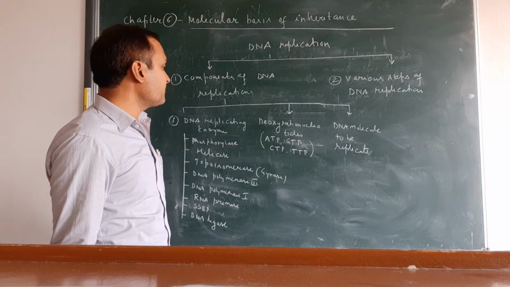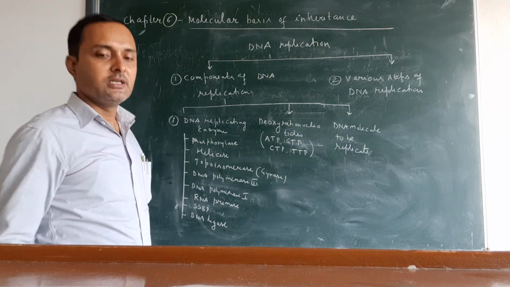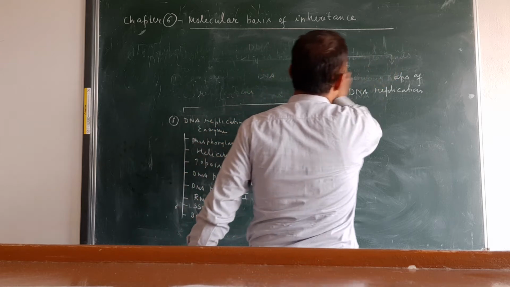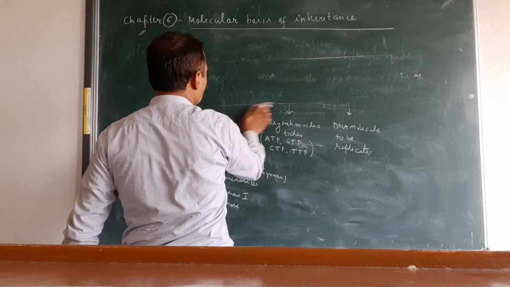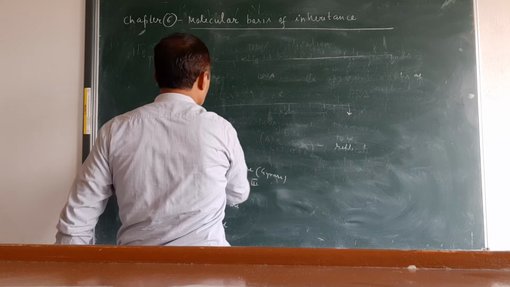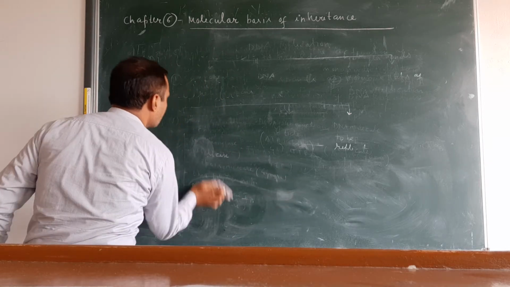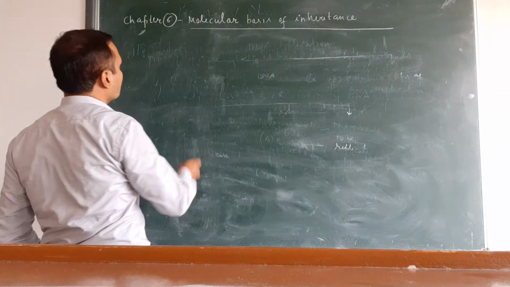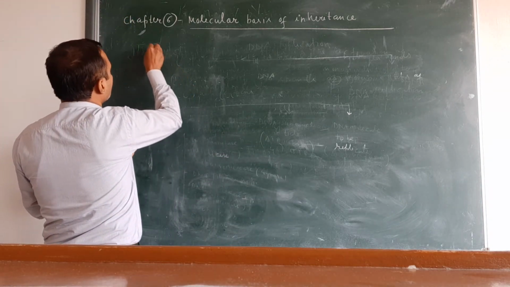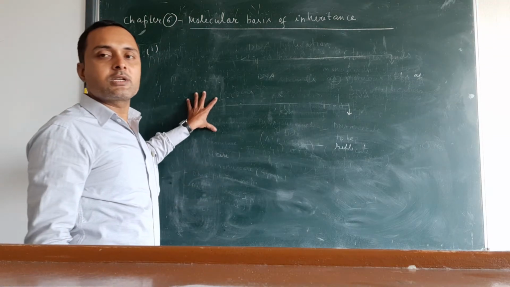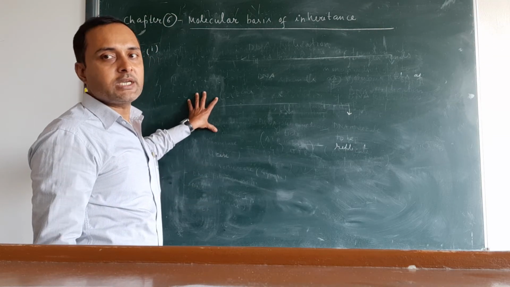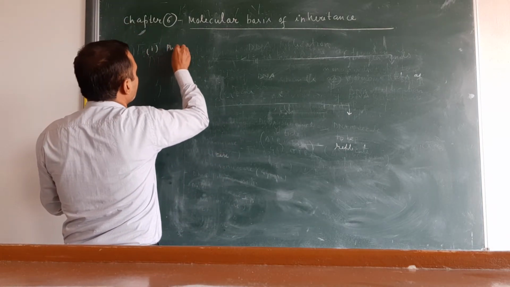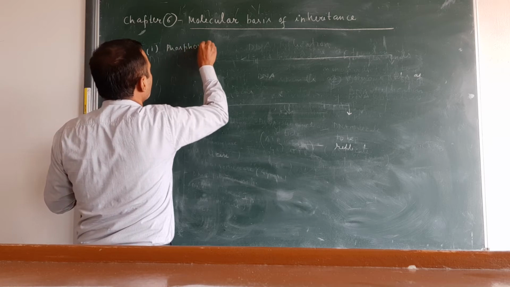Now let's see the function of these enzymes. The first one, phosphorylase. This enzyme is responsible for transfer of the phosphate group, or you can say it is responsible for activation of deoxyribonucleotides, and converts them from the mononucleotide to the trinucleotide form. Let's see the function of phosphorylase.